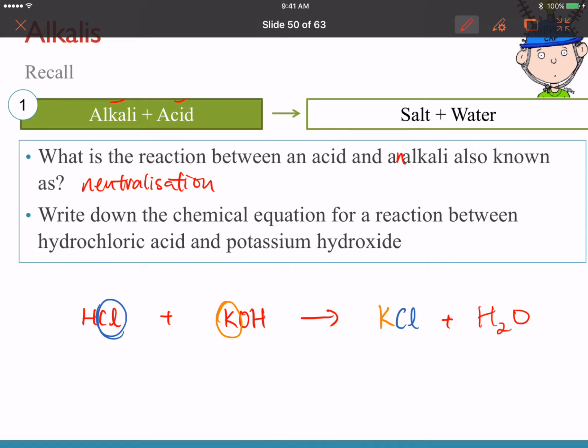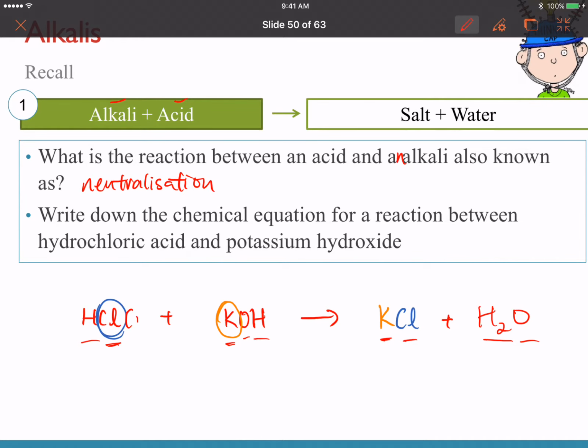Okay, now, is it a balanced equation? Let's check on both sides. Here we only have one potassium, the right hand side also one potassium. One chloride, another chloride. Two hydrogen, and one oxygen, one oxygen. So this is a balanced equation. Let's add in the state symbols.